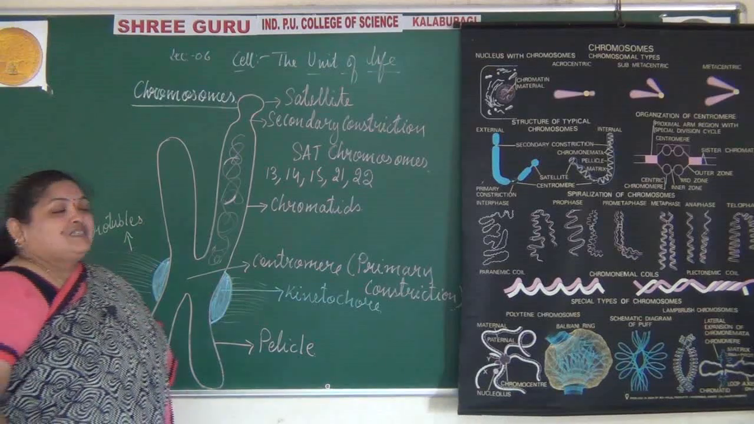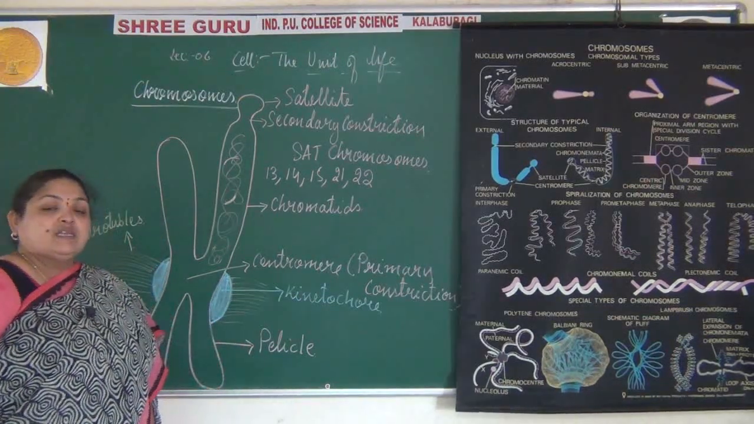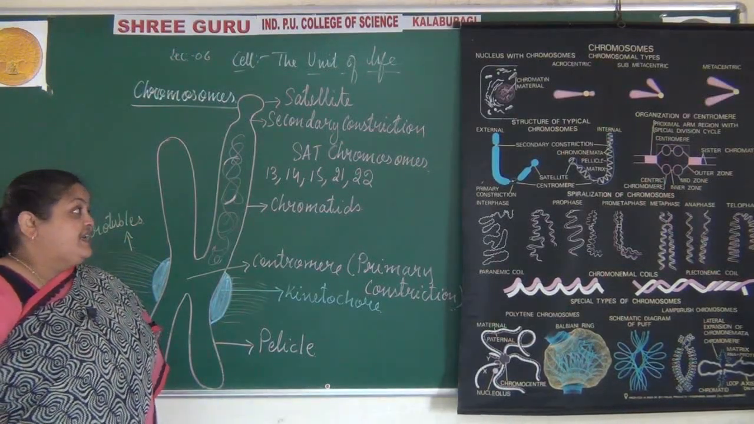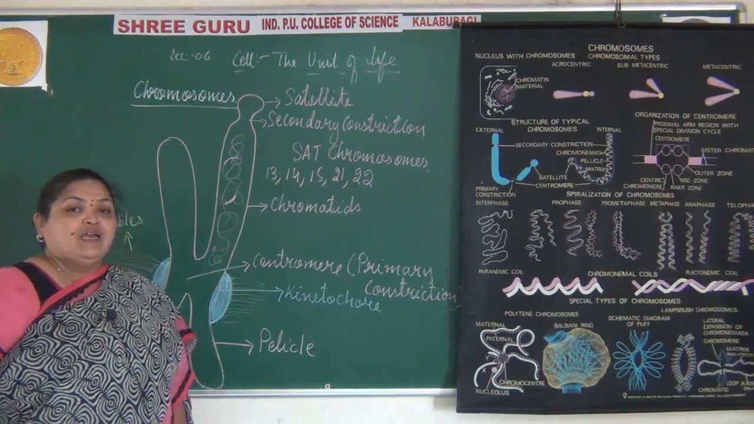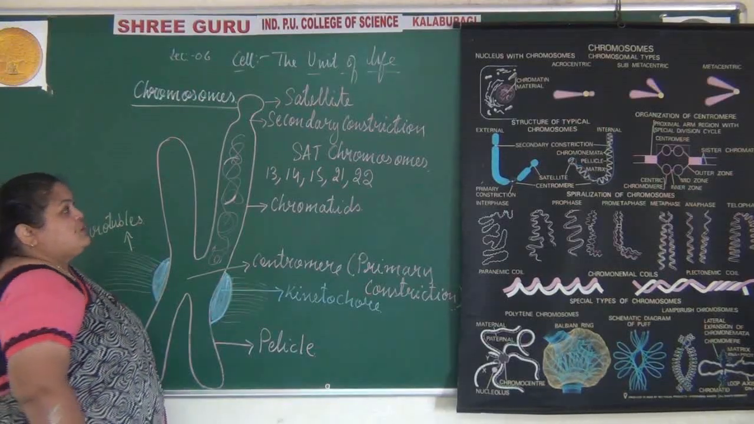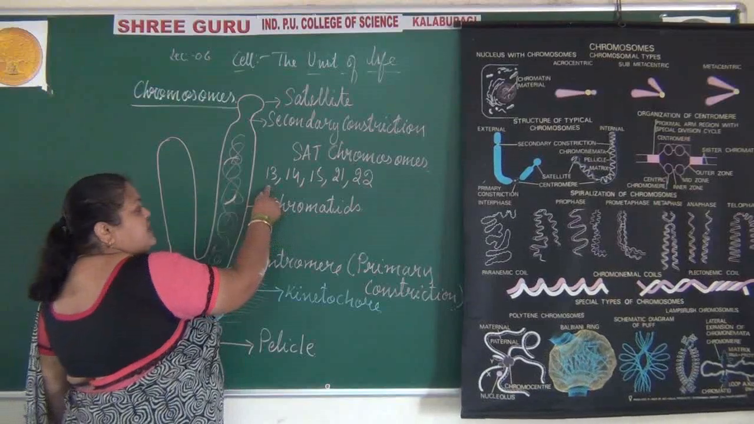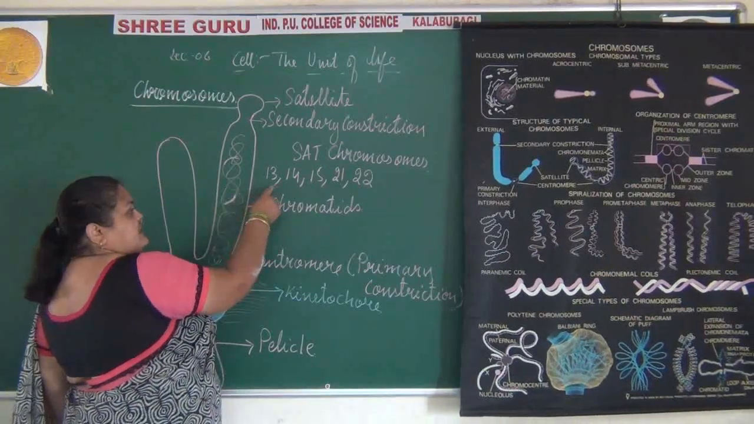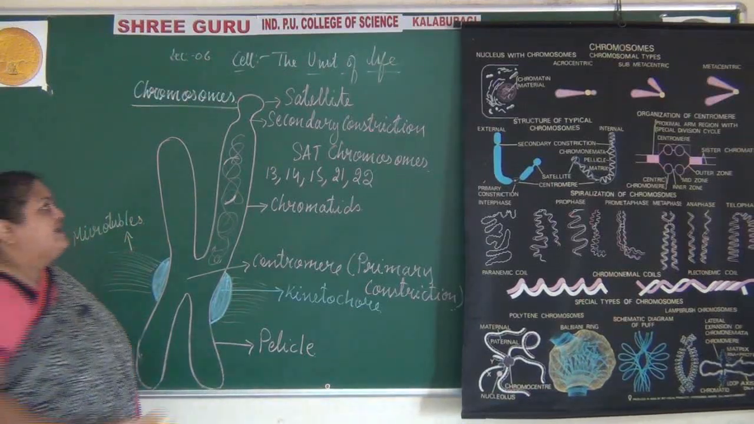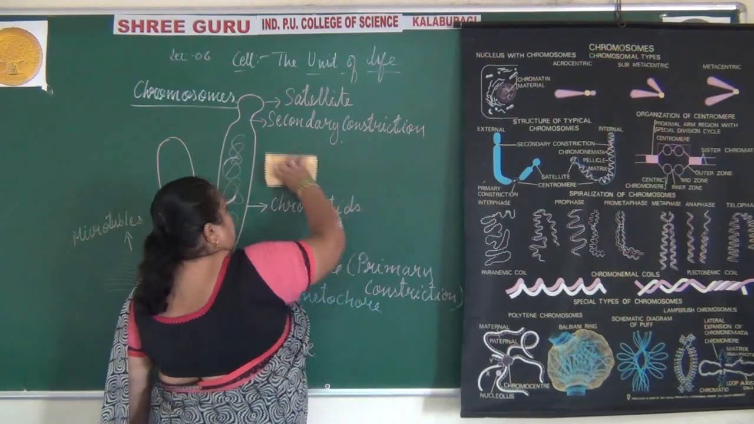The function of the satellite is still unknown, but it does not stain. It is cyanophilic to thymidylic acid, that is, it is free from thymidylic acid. So those chromosomes which have the satellite are known as SAT chromosomes. In humans, these are 13, 14, 15, 21 and 22, known as satellite chromosomes.